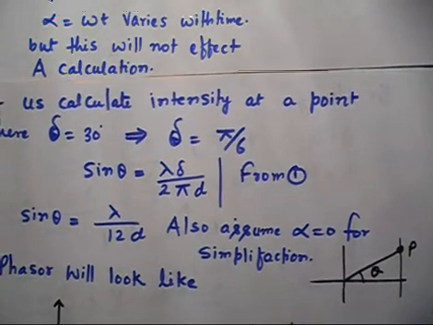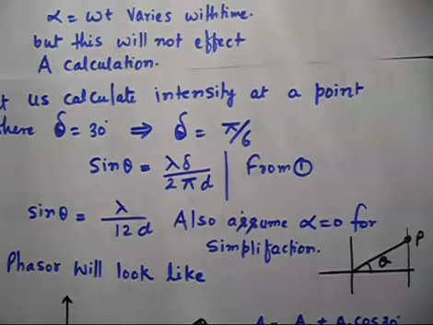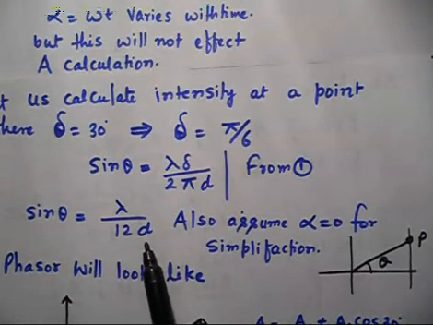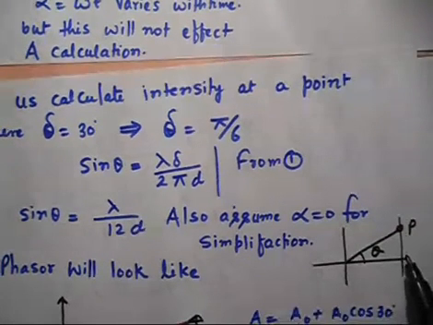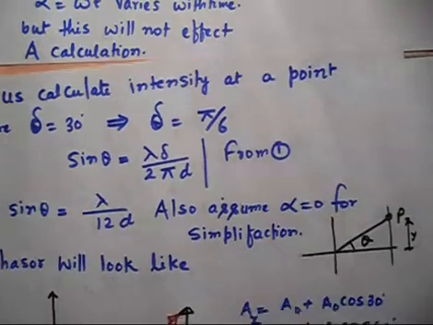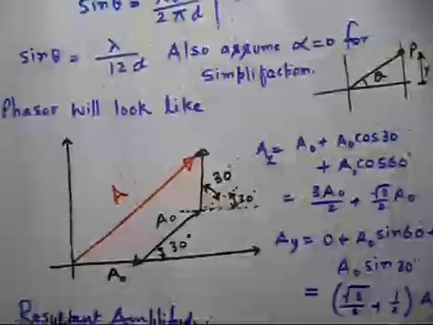So sin theta I know. If I know the sin theta, I can also know what the y value is, if I know lambda and d. So if I know lambda and d, I can find sin theta. If I know sin theta, I can find the position, the distance from here on the screen. So what is this distance? I can always find. Now what will the phasor look like when the delta is 30 degree?